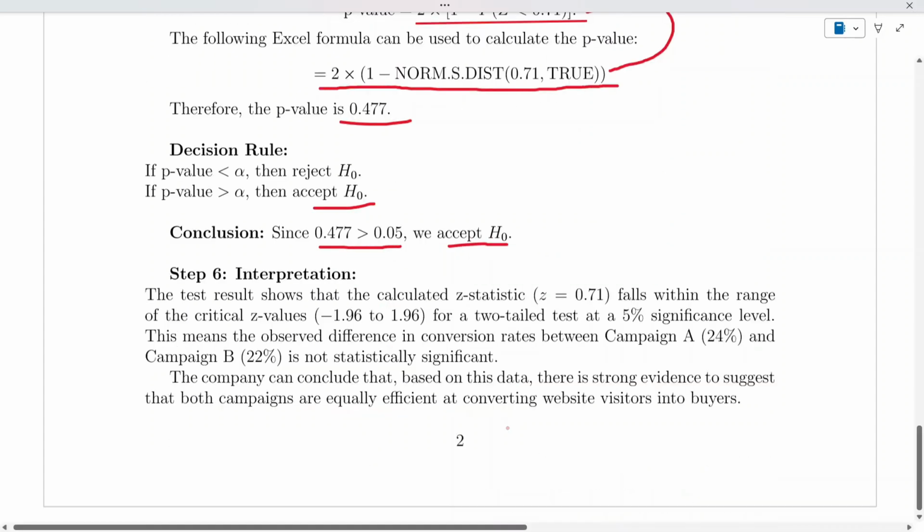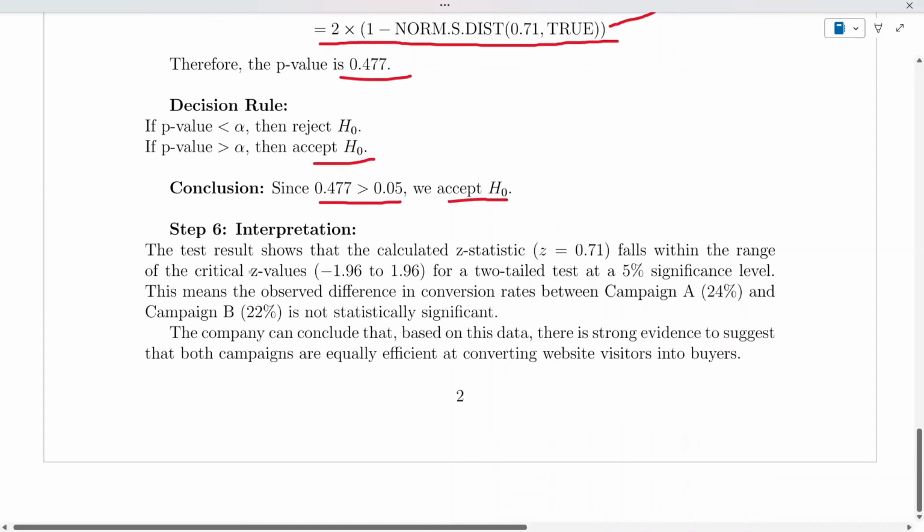Step 6. Interpretation. The test result shows that the calculated z-statistic falls within the range of the critical z-values minus 1.96 to plus 1.96 for a two-tailed test at a 5% significance level. This means the observed difference in conversion rates between campaign A and campaign B is not statistically significant. The company can conclude that, based on this data, there is strong evidence to suggest that both campaigns are equally efficient at converting website visitors into buyers.